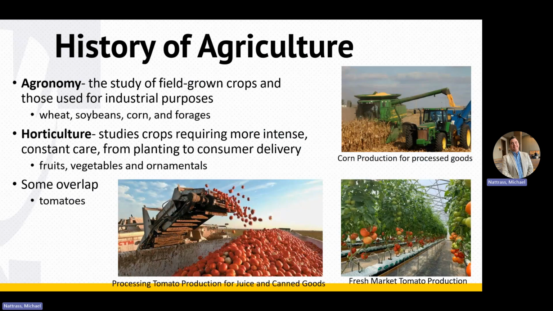So we have two fields in agriculture when we're talking about plant science: agronomy and horticulture. Agronomy is what I do. I'm an agronomist, and I am mostly interested in growing corn, cotton, and soybean. There are some other crops I could grow as well because they're part of agronomy, but in general my background is corn and nitrogen. And then we have horticulture, which is going to require more intense and constant care.